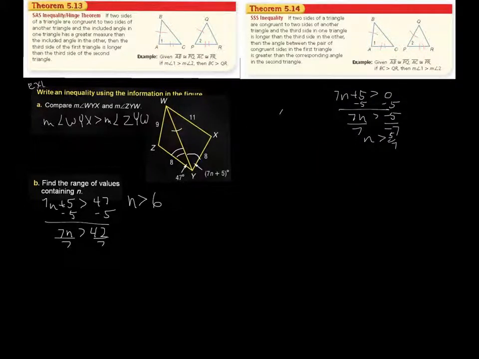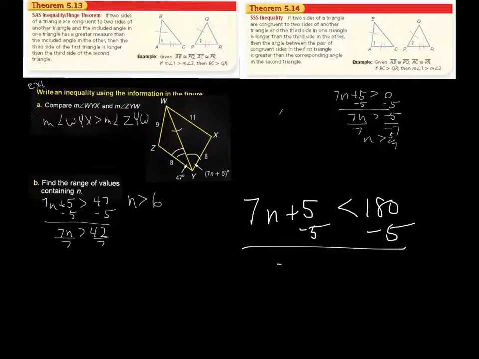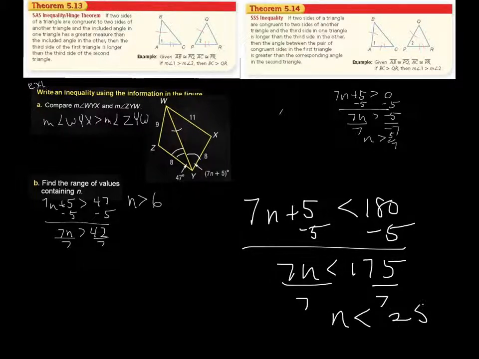We also know that an angle of a triangle can't be bigger than 180. So let's try that equation. 7n plus 5 is less than 180. Subtract 5. 7n is less than 175. Divide by 7. n must be less than 25. All right, that makes more sense. So n has to be greater than 6. So here's 6 on the number line. And less than 25. So this is a nice betweenness statement.